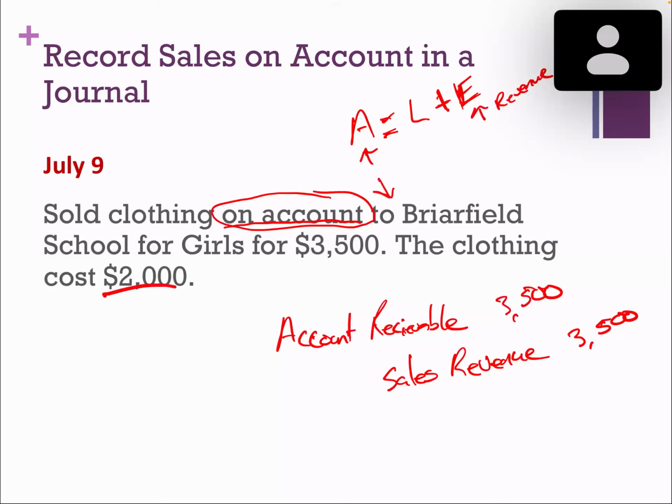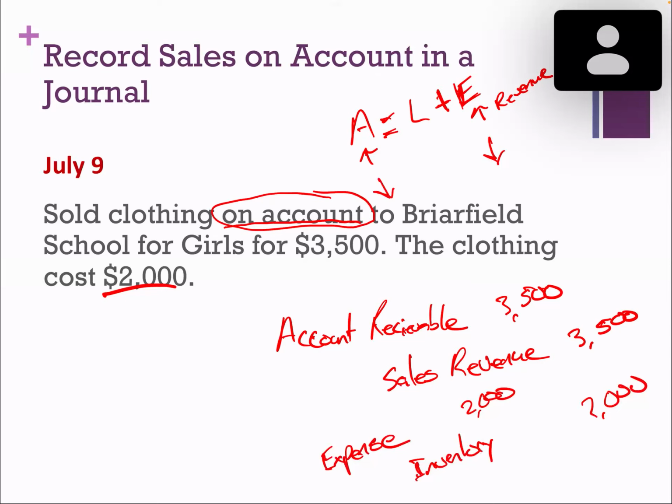So our assets are going down and our equity is going down. And so to get our assets to go down, we credit that account. So inventory. Debit the expense account, 2,000. You'll notice sometimes I'll write the credit first, but I always leave space for the debit. Or sometimes I write the debit first and then do the credit.